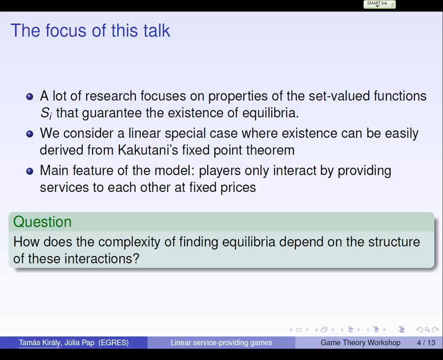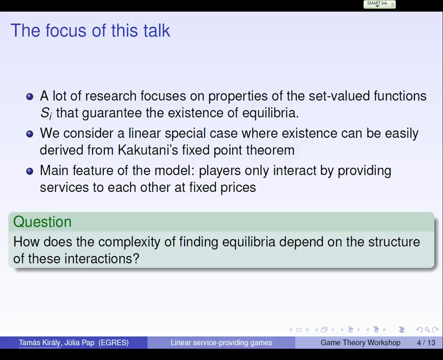So most of the research about generalized Nash equilibria in the optimization community, I think, is about how general we can get so that we still have equilibria. So what are the properties of this function and the utility function that still allow the existence of equilibria? But in this talk, we go the other way. We will look at a very special case, which is linear, where existence, at least under some conditions, follows simply from Kakutani's fixed point theorem.